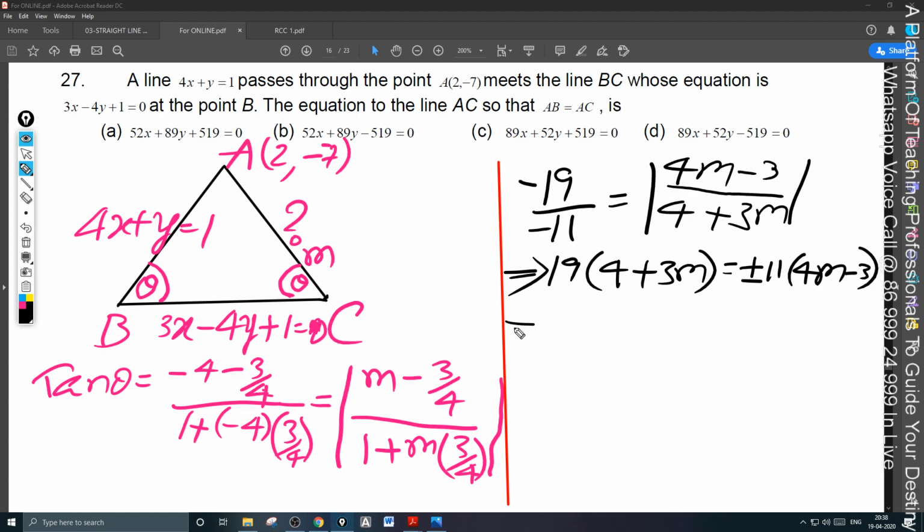Let us simplify this to get the value of m, and whatever answer we get, we can see in the options. The slope must be minus 52 by 89, minus 52 by 89, minus 89 by 52. So it is in terms of 89 and 52. Let us check it out. This is 19 threes, 57. 57 minus 44.